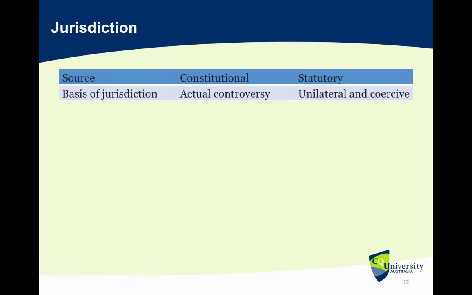In terms of the basis of jurisdiction, the jurisdiction of Chapter 3 courts can only be invoked when there is an actual controversy, whereas the jurisdiction of non-Chapter 3 courts is unilateral. In other words, it can act on its own, and it is also coercive, because even in the absence of a proceeding or a dispute before it, a non-Chapter 3 court can compel persons or companies to come before it, like to produce documents or to be examined.